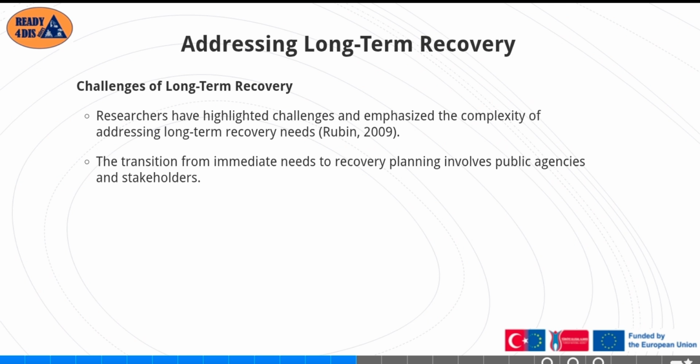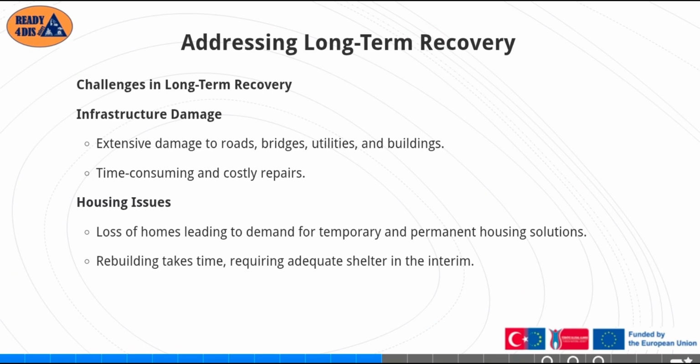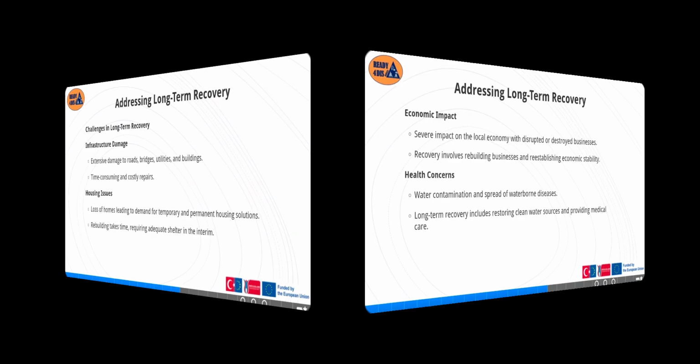Transitioning from addressing immediate needs to structured recovery planning requires coordination among public agencies and various stakeholders. Long-term recovery faces major challenges, particularly in infrastructure and housing. Floods can cause extensive damage to roads, bridges, utilities, and buildings, making repairs both time-consuming and costly. Additionally, the loss of homes creates a significant need for temporary and permanent housing solutions. Since rebuilding takes time, communities require adequate shelter during the interim period.